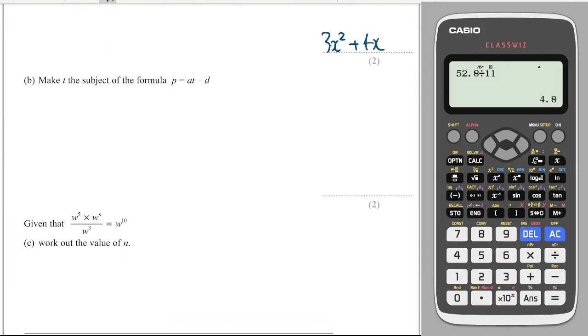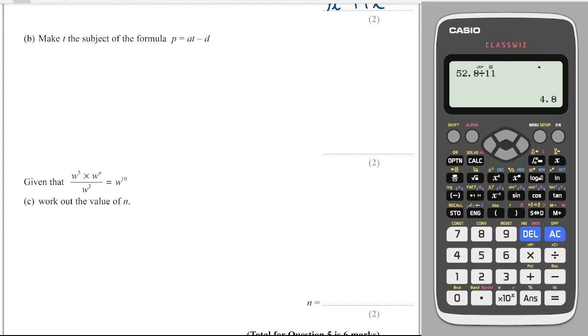And moving on, make t the subject. So the first thing I'll do is plus d to both sides. That'll give me p plus d is equal to at. And then I can divide both sides by a, which will isolate the t, and give me a formula for t: p plus d over a.